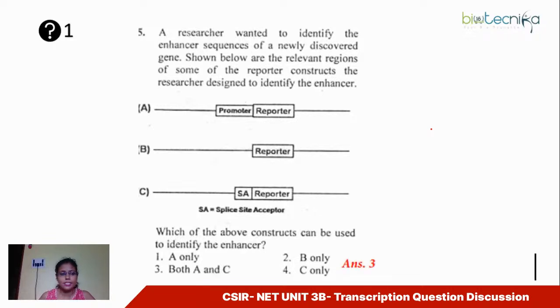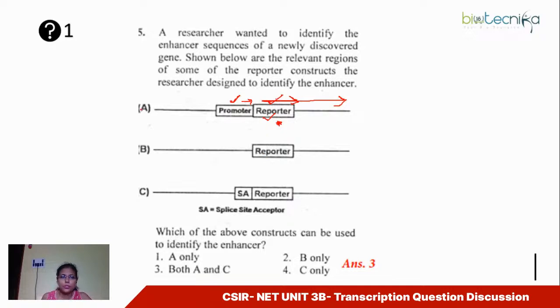The correct answer for this is option 3. Why is it option 3? You have a promoter here, in the first picture. Downstream of the promoter, you have the reporter. So if this promoter is triggered by the enhancer, then transcription will start, and automatically the transcription of this reporter gene will start, because transcription is occurring downstream of this promoter. So the reporter gene will be the first gene to get transcribed, and hence I will get a positive result from here. I will understand that my enhancer is working.